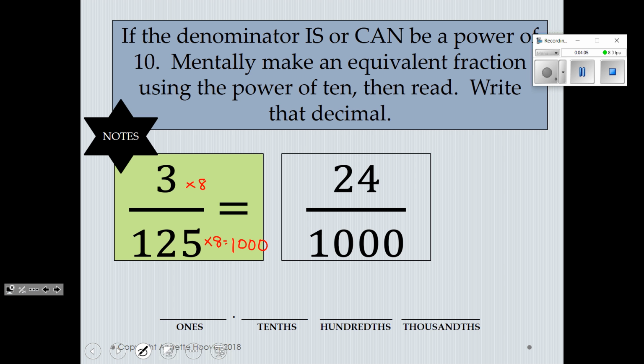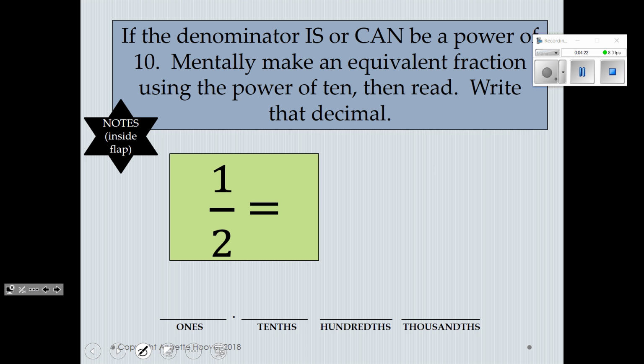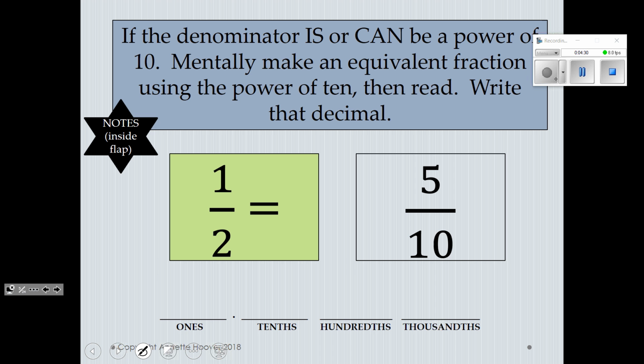24 thousandths. So how do we write that? Since we want the last number to be in the thousandths column, we have to put the 2 here, and we have to put the place holder 0 here for that to read 24 thousandths. 1/2, I can make this a denominator of 10. 2 times 5 is 10 in the denominator. 1 times 5 is 5. 5/10 can easily be written as a decimal 5/10.